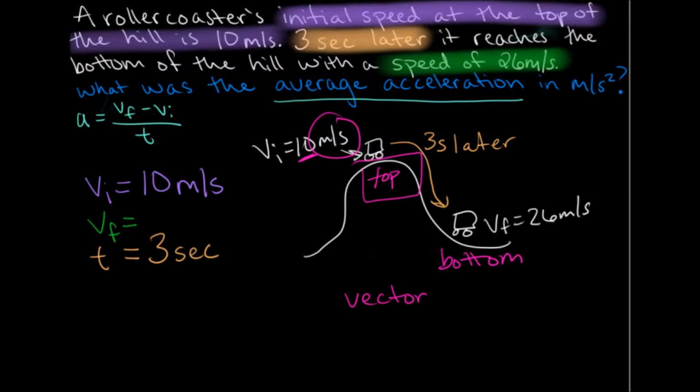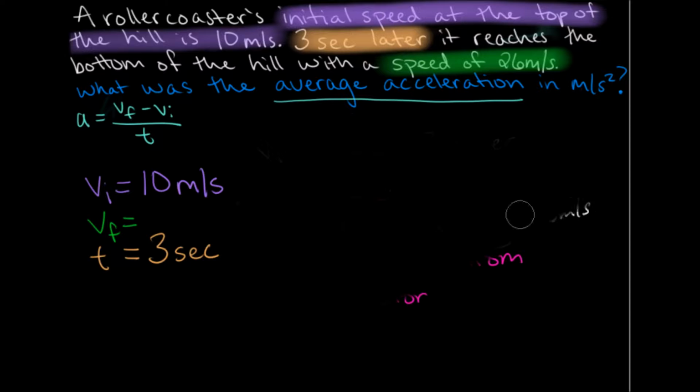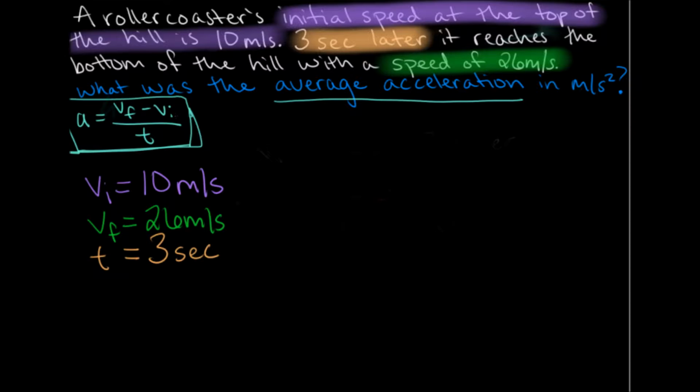Okay, so I need to start drawing on different layers so that I can keep this work. Okay. So I'm going to write my final velocity is 26 meters per second. So now I have everything that I need to solve this problem. And my equation is right here.